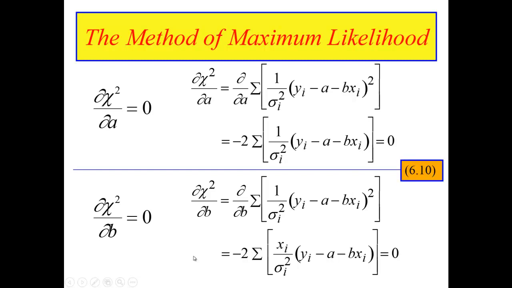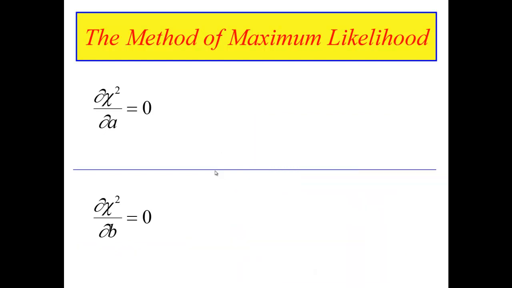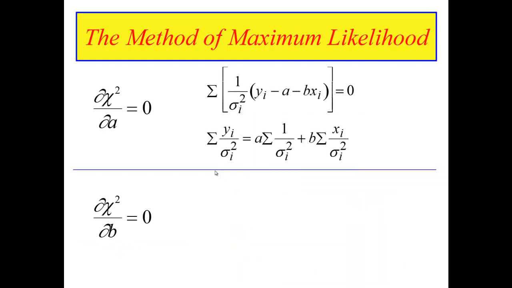So these are equations 6, 10 in the textbook. And if you look carefully at these results, we've got two simultaneous linear equations. Two equations with two unknowns, A and B. So we need to satisfy these two equations at the same time. What does that do? We have this expression that we obtained on the previous slide.